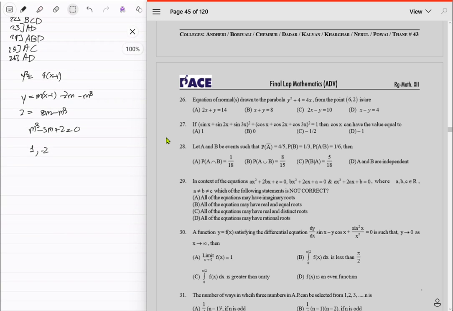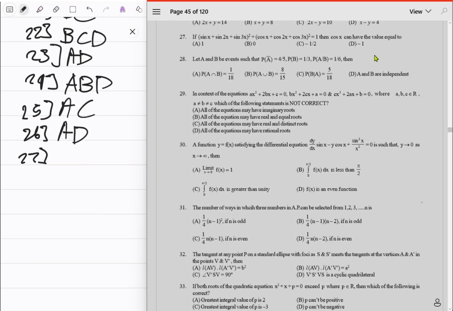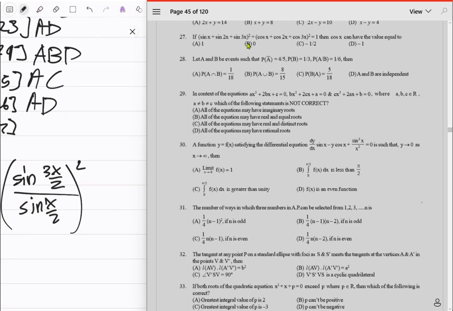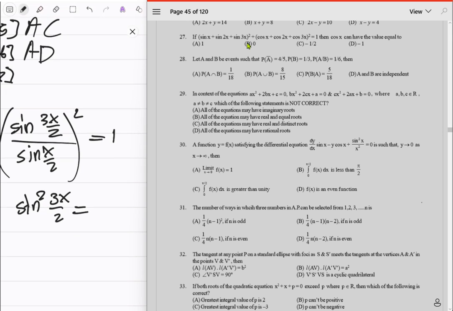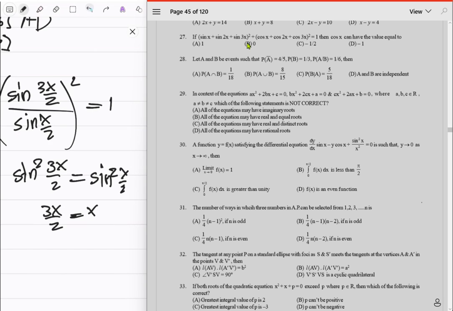27. If this is equal to that, then cosine x can have value equal to. So sin x plus sin 2x plus sin 3x square. Okay, got it. Cosine x can have what value? We can write it like this: sine of 3x upon 2, which comes from d upon 2, over sine of x upon 2, because it's d upon 2. The whole square, and then the sine square term cancels by itself, is equal to 1. What it's basically saying is sine square of 3x upon 2 is equal to sine square of x upon 2, which means 3x upon 2 is equal to plus minus x upon 2, and then plus n pi.